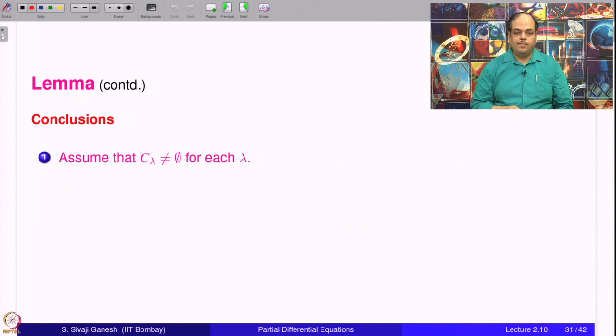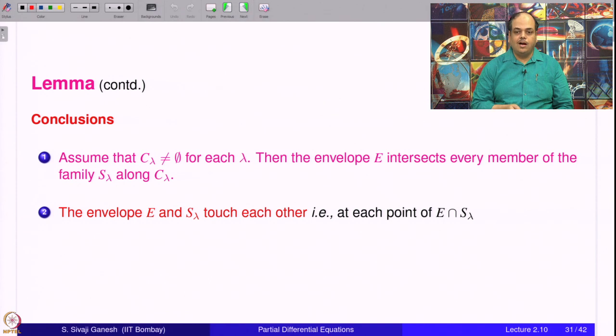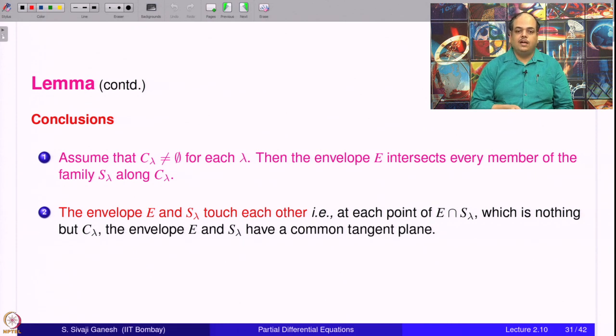Conclusions: assume that c lambda is non-empty for every lambda. In fact, for some surfaces c lambda could be empty for some values of lambda. In that case, I do not want to talk about that. Therefore, I assume that c lambda is not empty for every lambda. Then the envelope intersects every member of the family S lambda, because I assume C lambda is not empty. Therefore, envelope intersects every member of S lambda along C lambda, that is by definition, right. Important thing is the second assertion: the envelope and S lambda touch each other. That means at every point which is common to them, which is nothing but C lambda by definition, the envelope and S lambda have a common tangent plane.